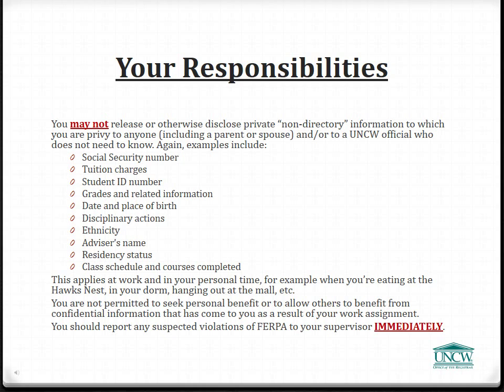This applies at work and in your personal time. For example, when you're eating at the Hawk's Nest, in your dorm, hanging out at the mall, etc. You are not permitted to seek personal benefit or to allow others to benefit from confidential information that has come to you as a result of your work assignment. You should report any suspected violations of FERPA to your supervisor immediately.